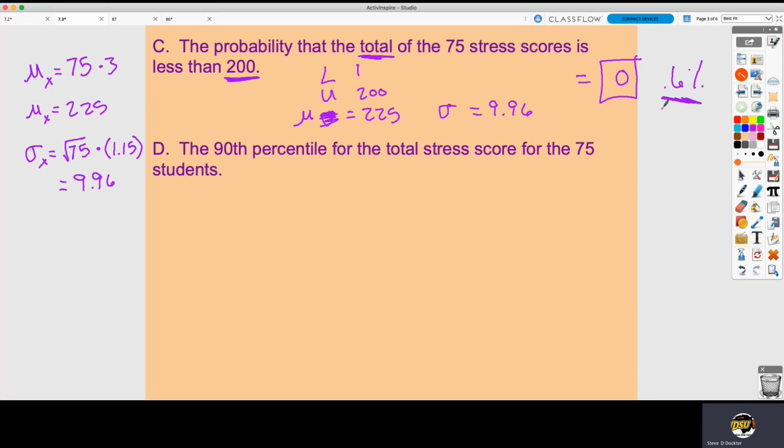All right, letter D, the 90th percentile for the total stress score for the 75 students. Okay, so we're doing that inverse norm here because they're asking for a percentile. Inverse norm, our area is the 0.9. Okay, and then we've got our mu, which is 225, and our standard deviation, which is 9.96. And what do we get for that one?